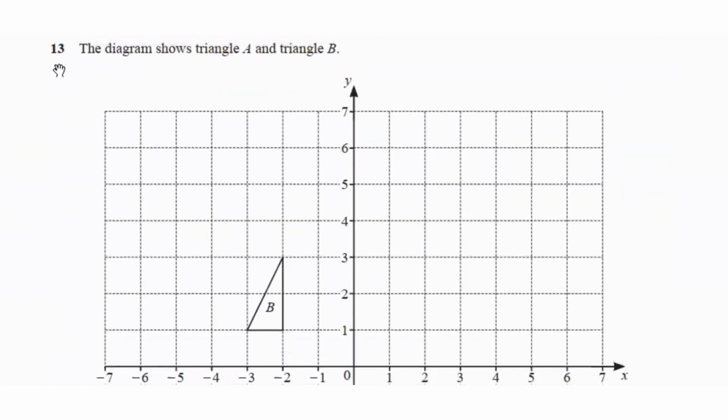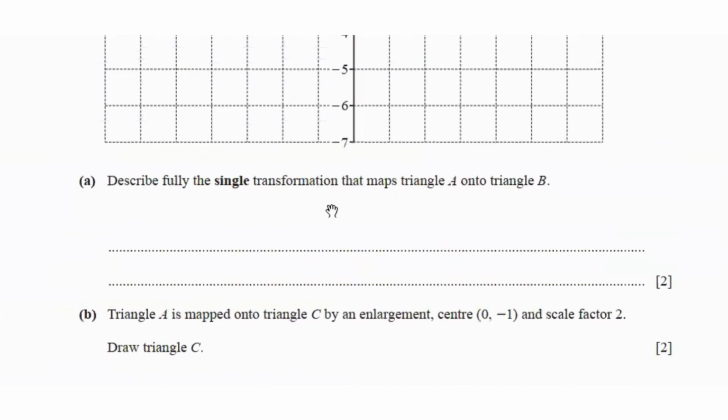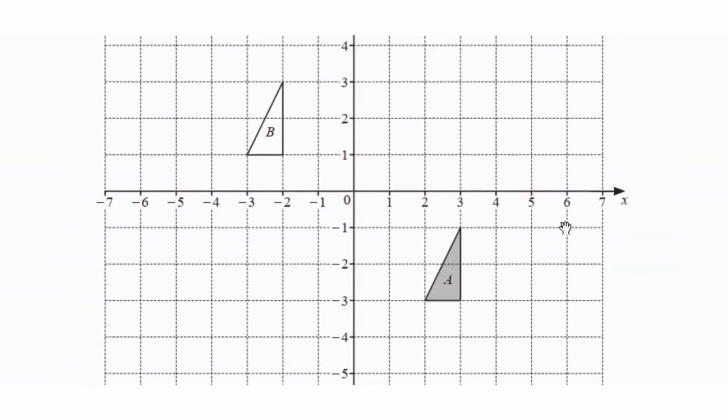Question 13 says the diagram shows triangle A and triangle B. Describe fully the single transformation that maps triangle A onto triangle B. So for triangle A to be mapped onto triangle B, we can see that it's not a rotation. If it was a rotation, the direction of the shape would be different. We can tell that it's not an enlargement because the size of the shape is exactly the same. So what's left is a translation.